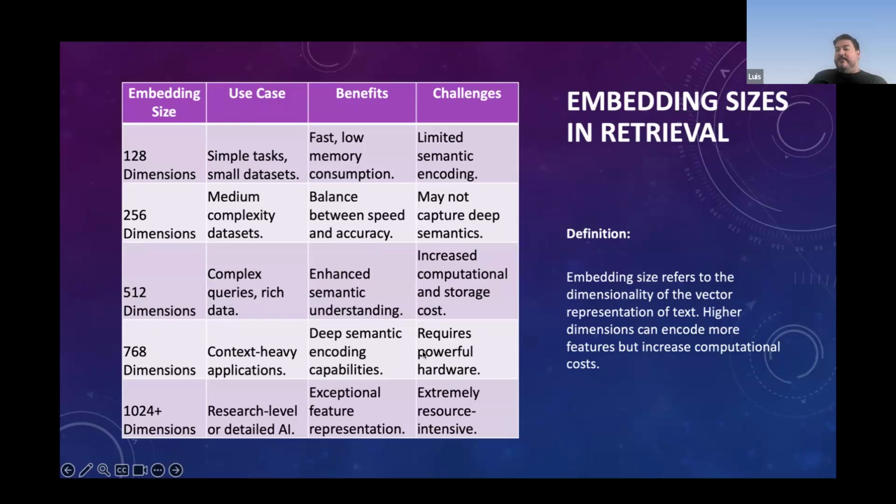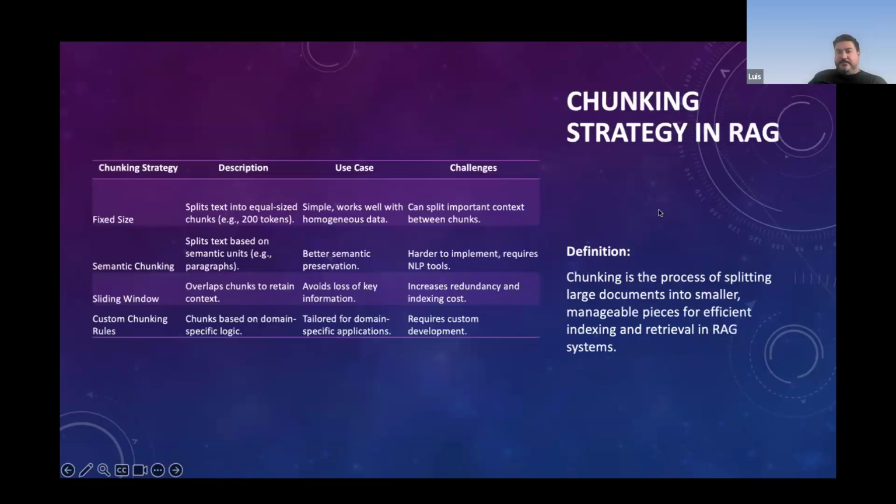768, if you have some ways to be able to encode it that way better. And of course, 1024 is if you have more resources. So I think I talked about this before at the beginning. There are different chunking strategies in RAG. There's a fixed size, where you say, okay, give me every 200 tokens or a small paragraph. I want to cut my document into these different chunks.